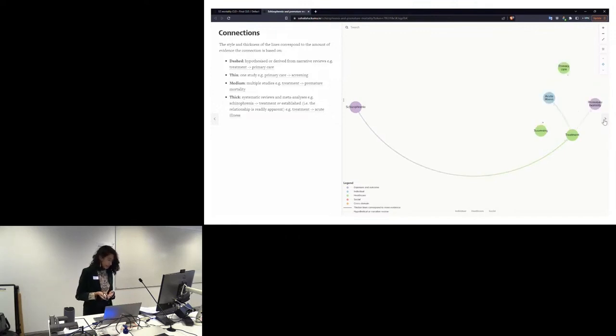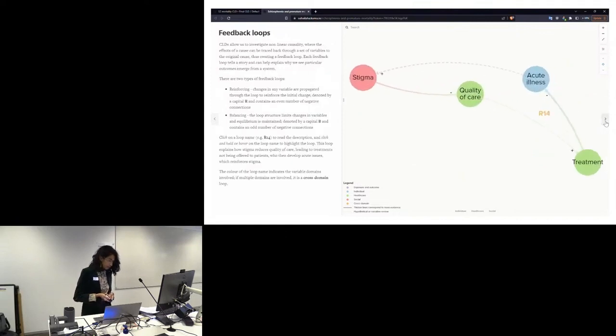And then finally, we have the feedback loops. So this is a really fundamental part of this diagram. And there are two types of feedback loops. There are reinforcing loops, where changes in variables are reinforced, or balancing loops, where equilibrium is maintained. And you can click on the name of a loop to read its description.